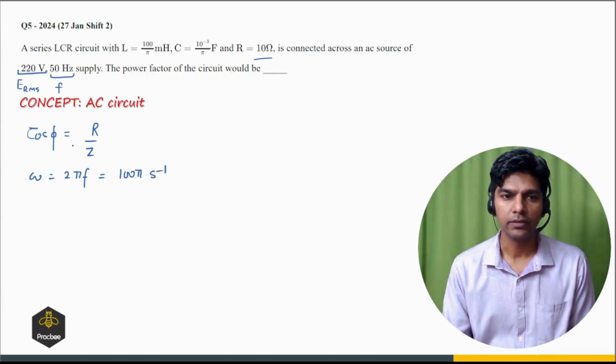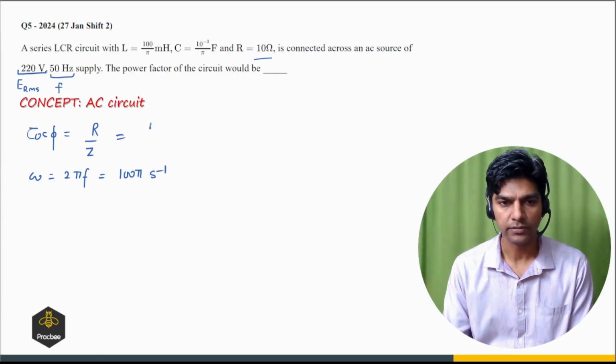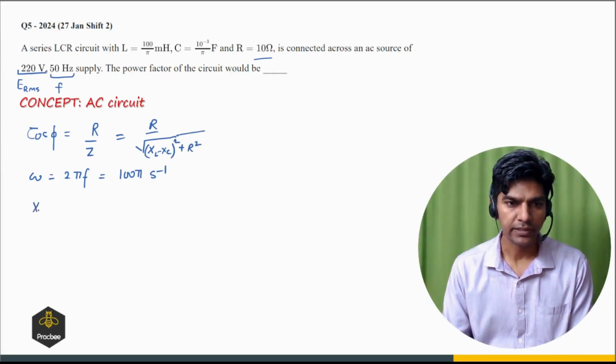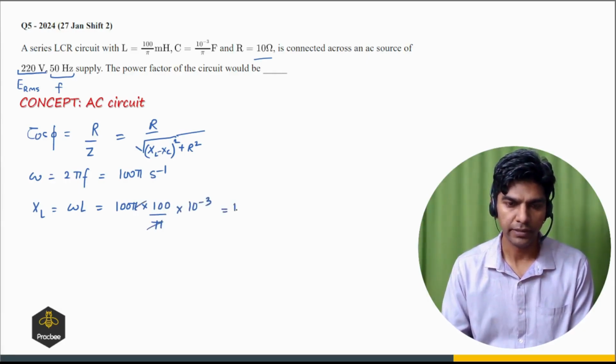And if you want to find the power factor, we need to find the value of impedance, and impedance is given as root of, in this case we have an LCR circuit, so this will be (XL minus XC) square plus R square. So let us find the value of XL and XC. XL will be omega times L. Omega is given as 100 pi, and self-inductance is given as 100 upon pi millihenry. So from this, we will get 10 ohms.